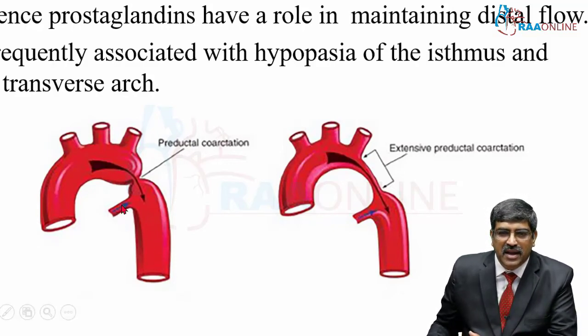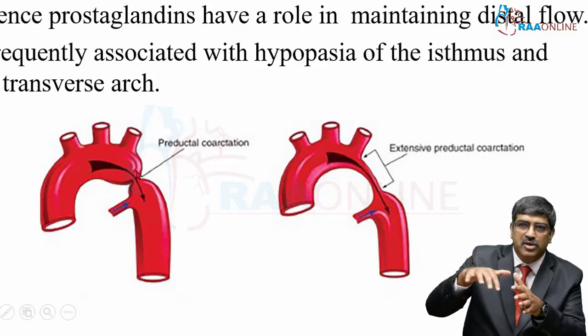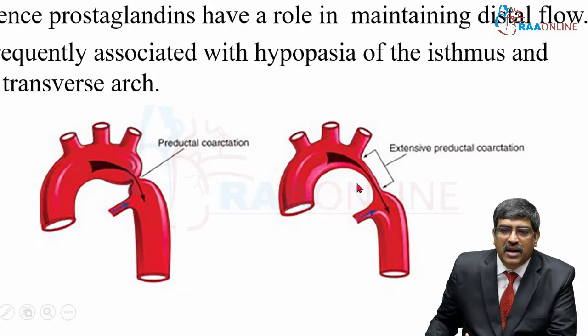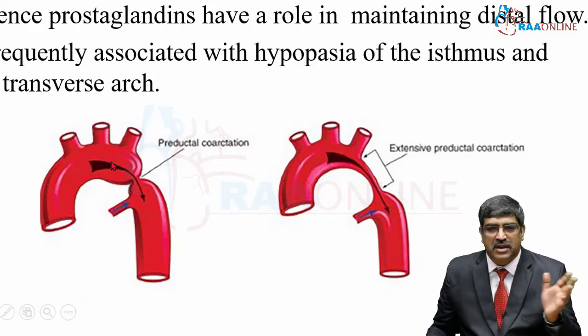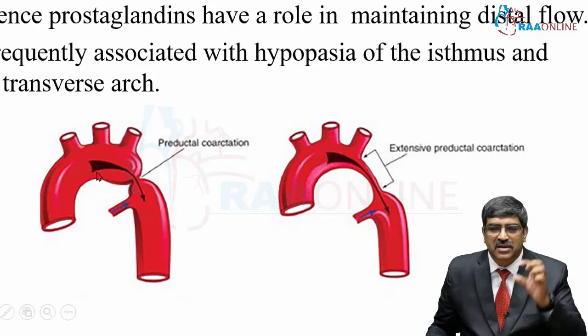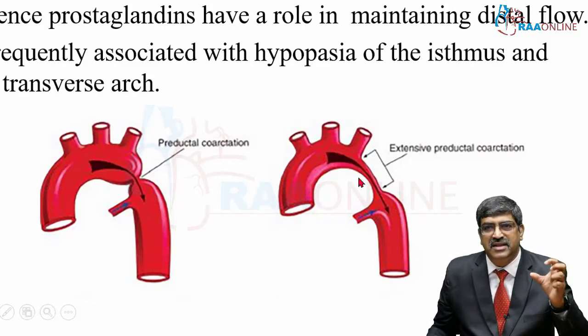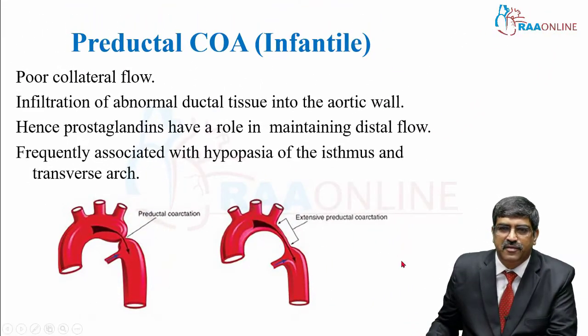It is caused by the infiltration of the ductal tissue into the aorta. The ductal tissue goes into the aorta and encircles it and causes the obstruction, and it is frequently associated with hypoplasia of the isthmus and the transverse arch. Here this part will be slightly narrowed. This is the extensive preductal coarctation. You can see the coarctate segment extending from just above the ductus to the origin of the subclavian artery. It is not distinct, it is more extensive.